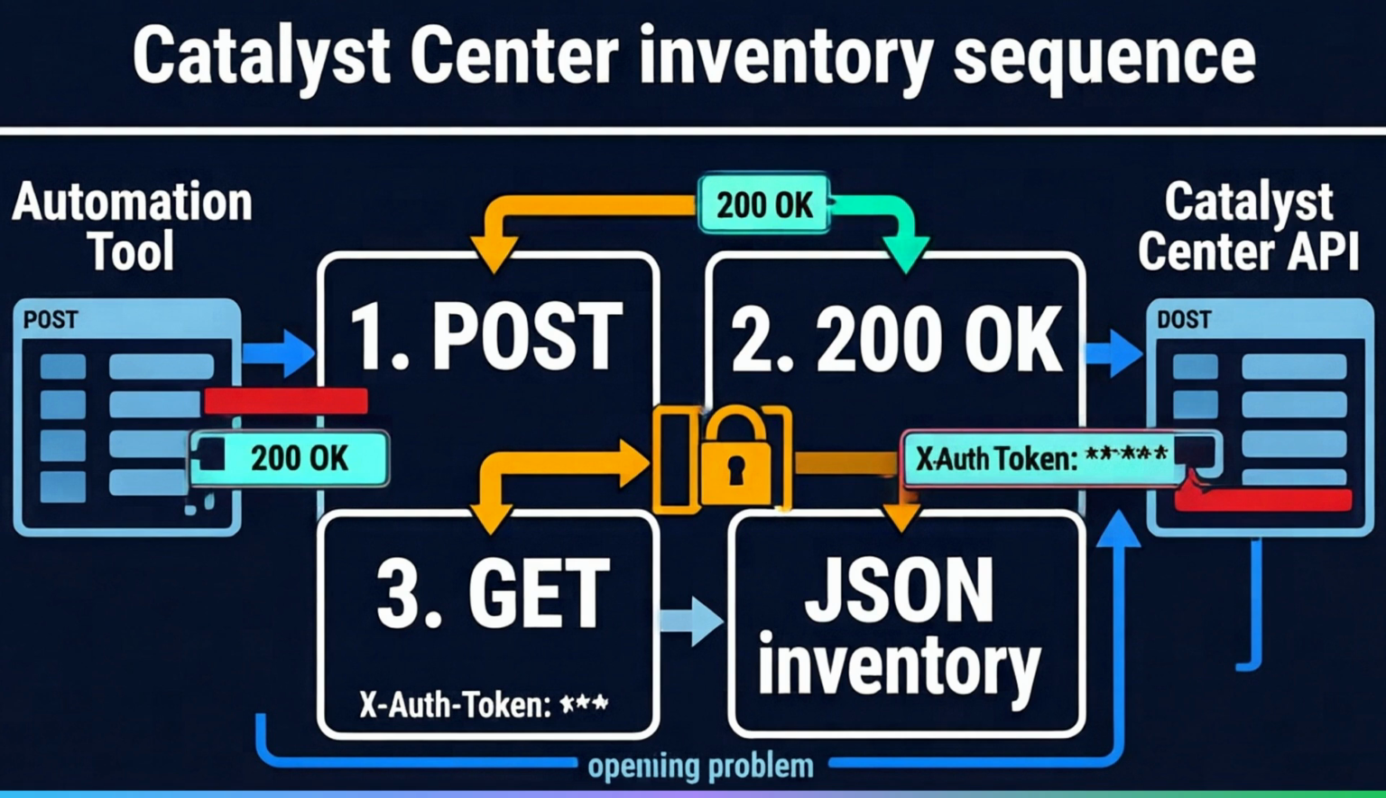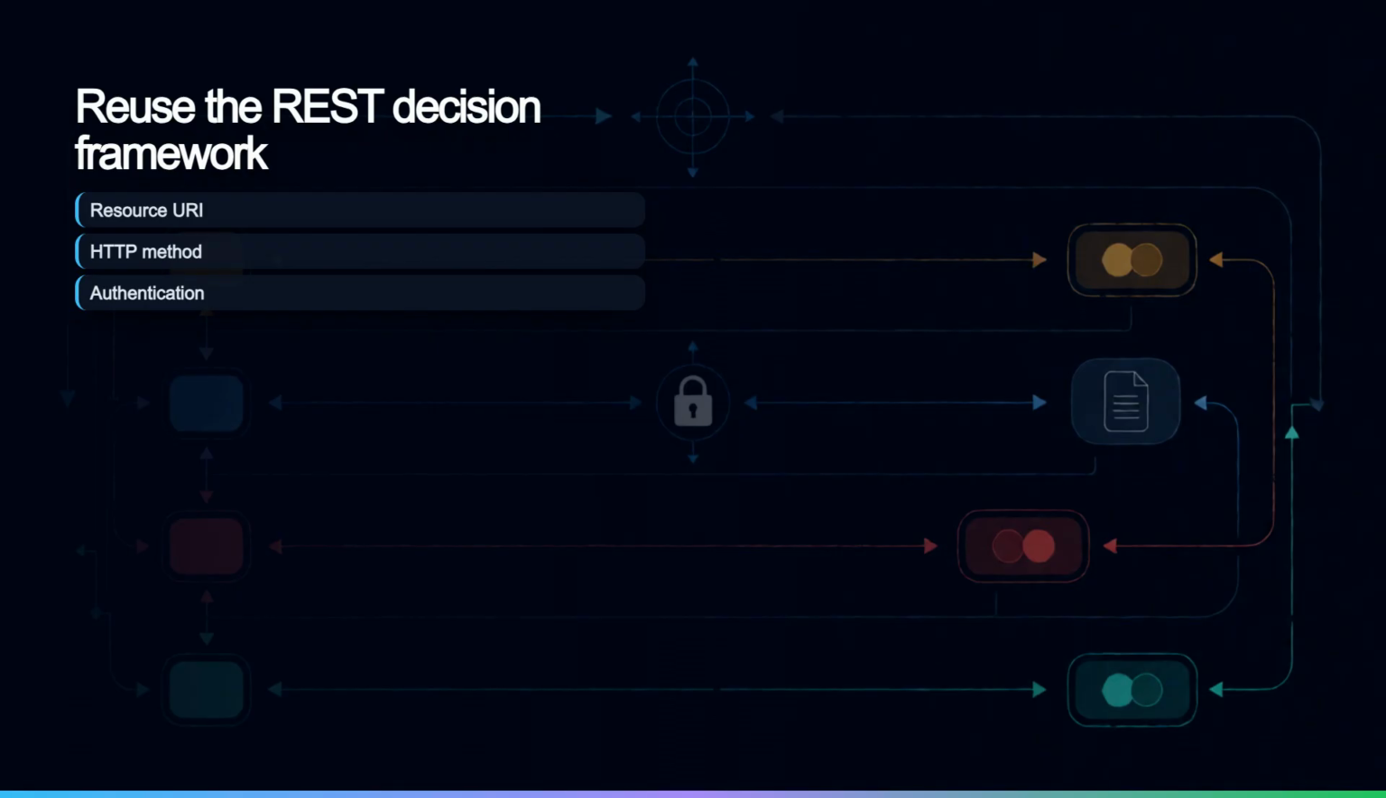JSON carries the result. If the call fails, troubleshoot in order. Resource URI, HTTP method, headers, authentication, status category, then response body. For any unfamiliar REST scenario, ask 5 questions. Which resource URI is the target? Which HTTP method matches the intended action?